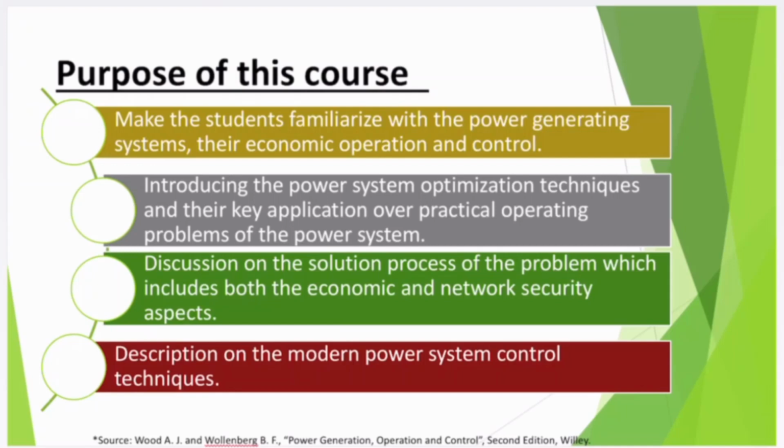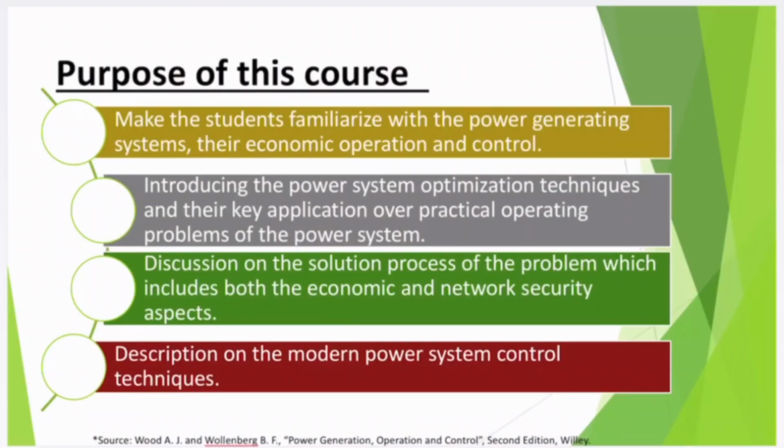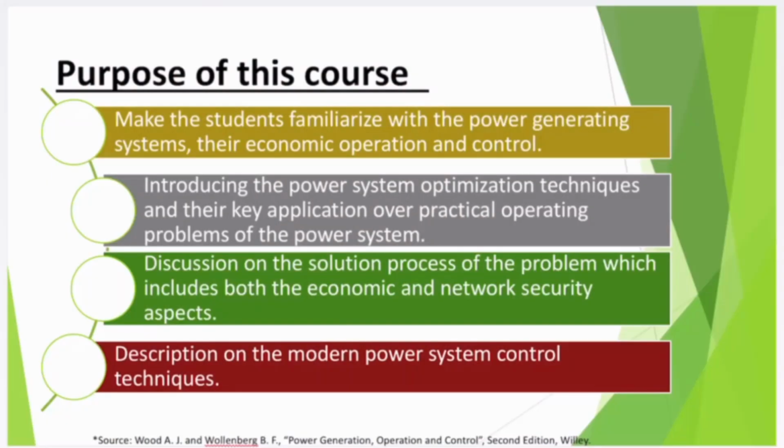Now if you go through the objective of this course, the main objectives are to make all the students familiarize with the power generating systems and their economic operation as well as control. We'll also try to introduce the concept of power system optimization and their key application over practical operating problems of a real power network or a power system. We'll also try to discuss different solution processes of the problem, which include both the economic and network security aspects. At the end, we'll talk about different modern power system control techniques.